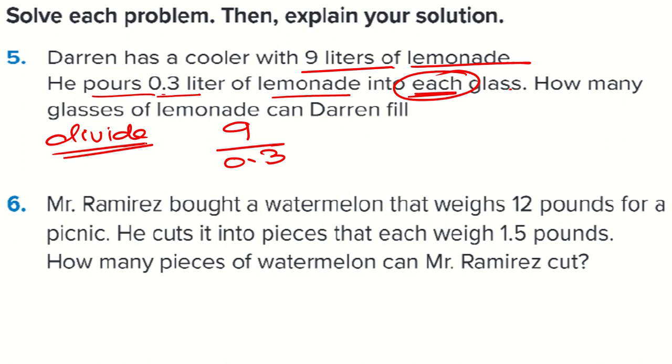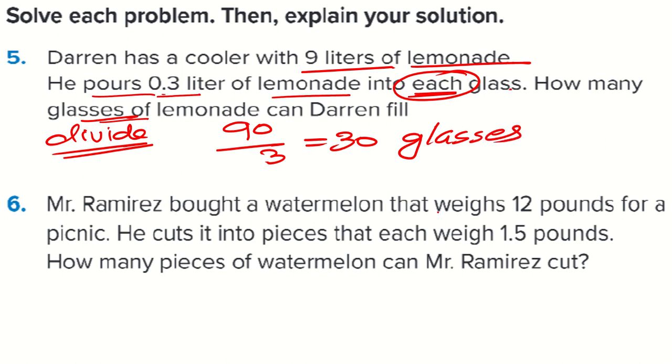So what I told you in my another video in part 1, that if the numerator does not have a decimal point and the denominator has a decimal point, how many decimal places do you have? Just one. So write here 1 0 and then cancel the decimal point. Okay. So 90 over 3. 90 over 3 means 30. So how many glasses of lemonade can Darren fill? 30 glasses.